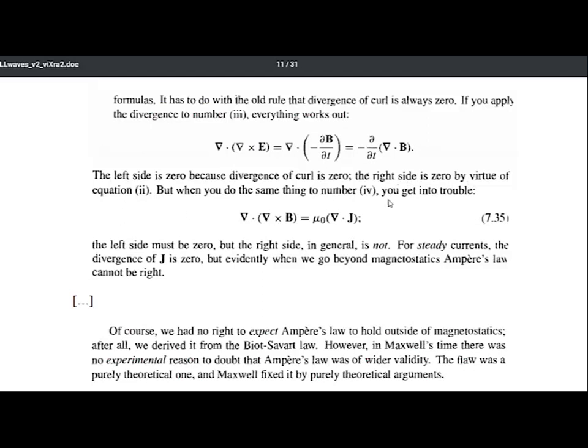The right-hand side is 0 by virtue of equation 2. But when you do the same thing with equation 4, with Ampere's law, you get into trouble. The left side must be 0, but the right side in general is not. For steady currents, the divergence of current density is 0. But evidently, when we go beyond magnetostatics, Ampere's law cannot be right. This is fine for magnetostatics.